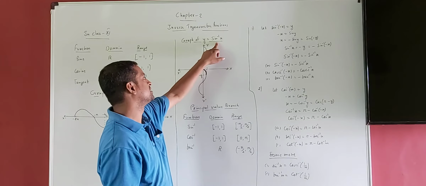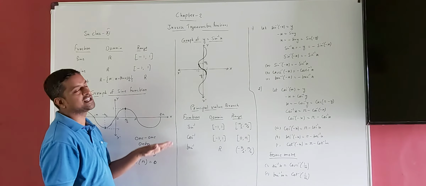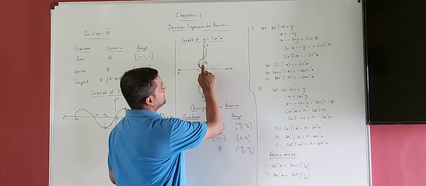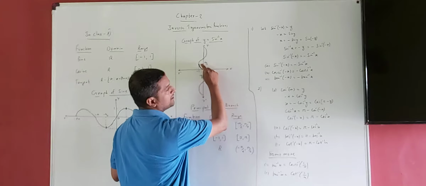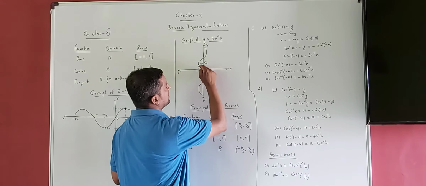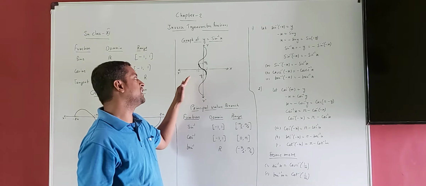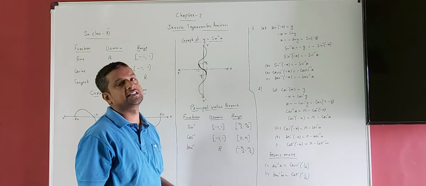So now inverse. For inverse, domain becomes range, and range becomes domain. So now I have restricted the data from minus pi by 2 to pi by 2. If we restrict from minus pi by 2 to pi by 2, definitely for single value of x we will get single value of y.